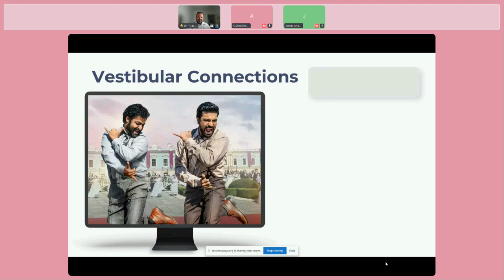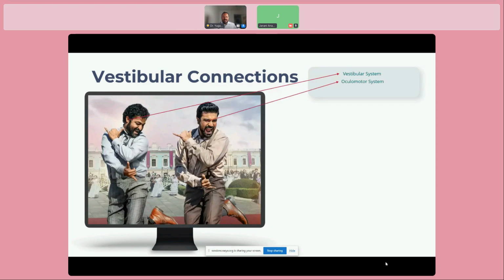So let's first understand what are the connections that the vestibular system, especially the vestibular nuclei, has that make it interesting, that make it complex, and that make us balanced rather than having any other issues. The first system is the vestibular system combined with the oculomotor system, and that is called the vestibulo-ocular reflex or vestibulo-ocular system.